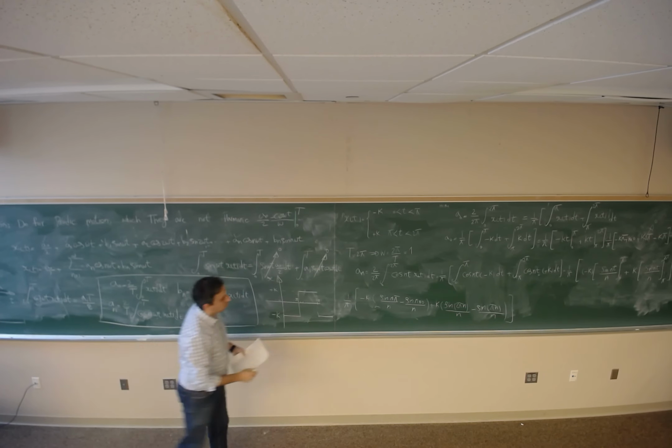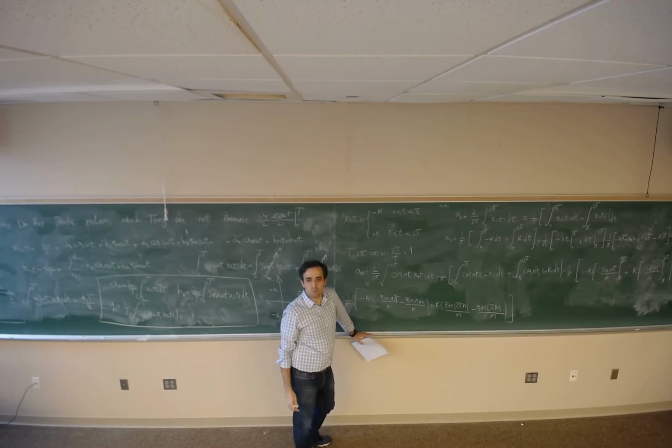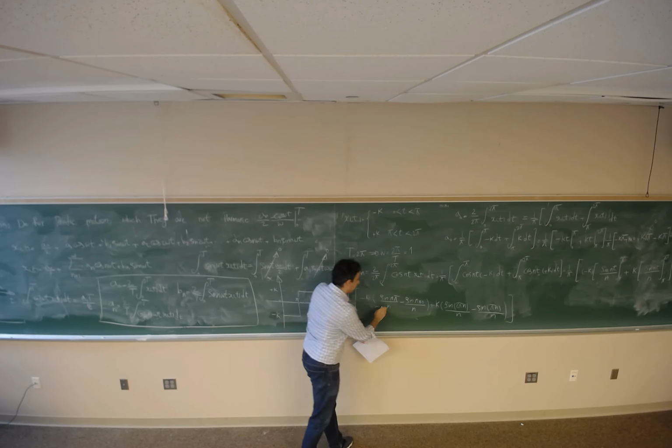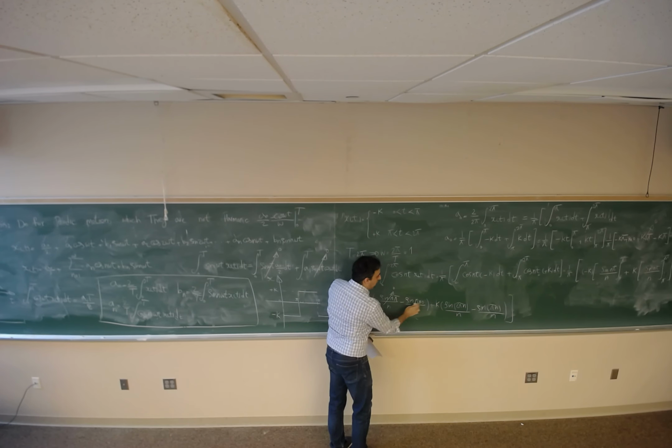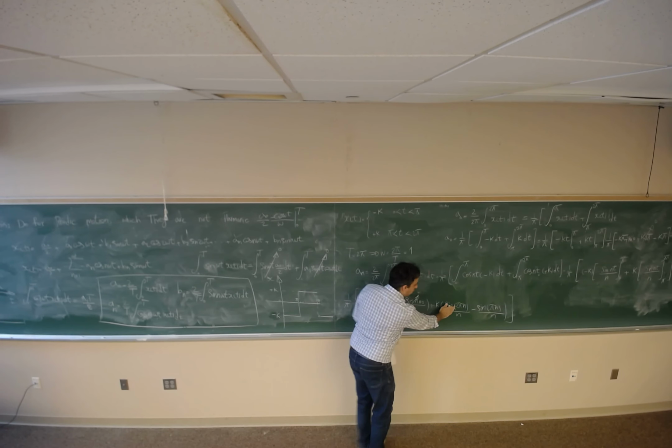So what will be this value? Sine of n pi? Zero. Just think: sine of pi, 2 pi, 3 pi, 4 pi, any multiple of pi, it's going to be 0. Sine of 0 is always 0. So negative k times this is going to be 0.